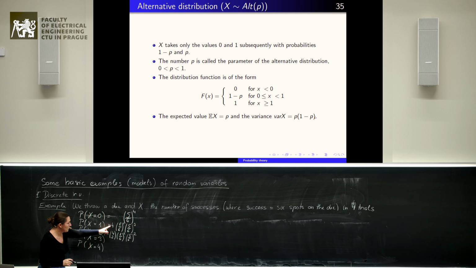And in fact, we can maybe see some system in these probabilities, because this number 4 can be written as 4 choose 1. Similarly, in the first case, we can write the probability as 4 choose 0 times 1/6 powered by 0.